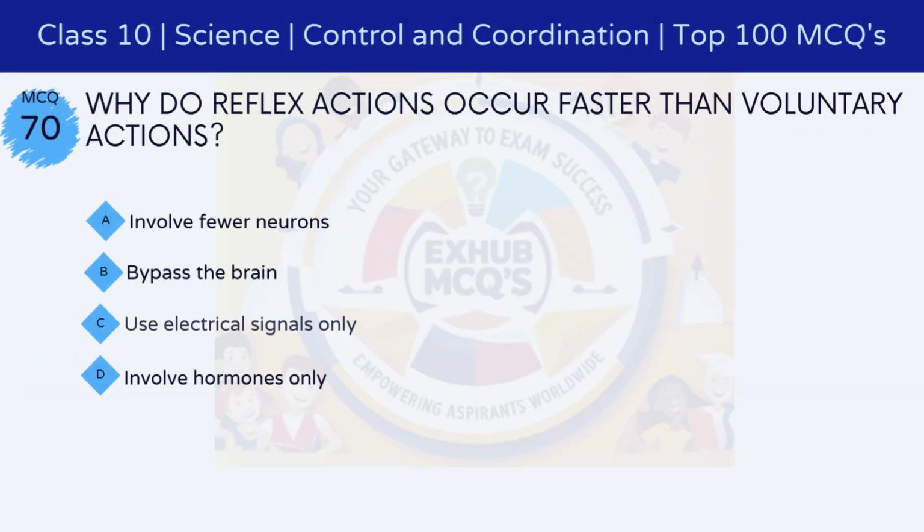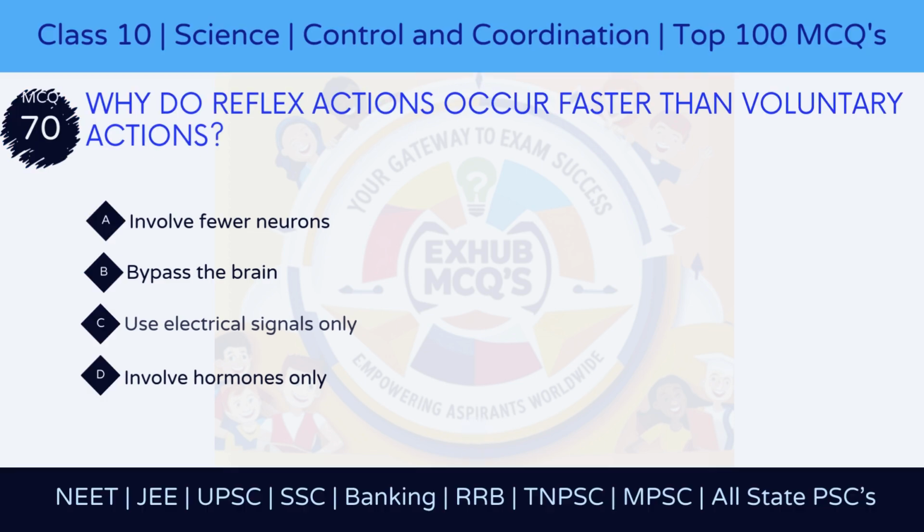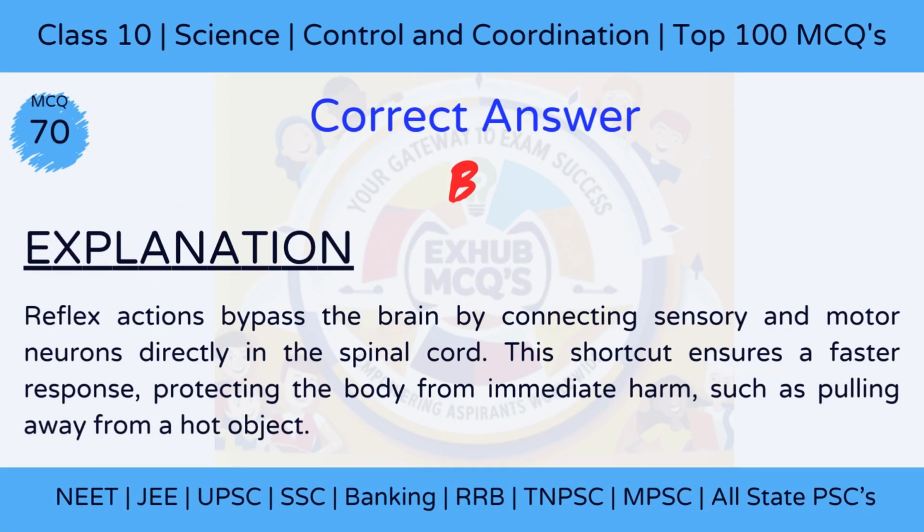70. Why do reflex actions occur faster than voluntary actions? Option A, involve hormones. Option B, bypass the brain. Option C, use electrical signals only. Option D, involve hormones only. The correct answer is option B, bypass the brain.